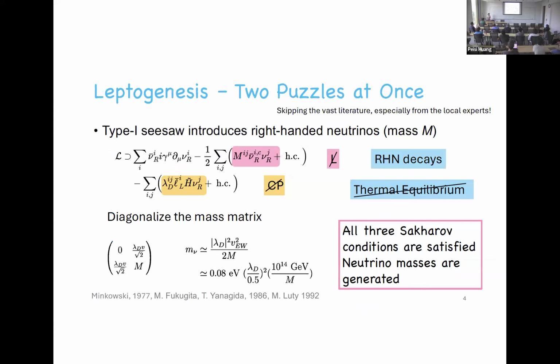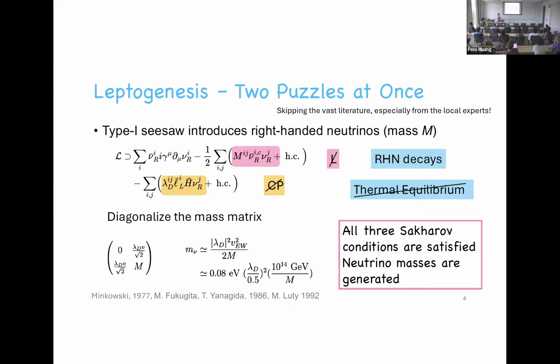Besides baryogenesis, another interesting mechanism to generate matter-antimatter asymmetry is leptogenesis. That solves two puzzles at once. In type 1 seesaw, we introduce a right-handed neutrino with mass M. It interacts with the left-handed neutrino through the Dirac interaction, and because of this Dirac interaction, it mixes with the left-handed neutrino. After diagonalizing the mass matrix, we get the mass of the standard model neutrino that goes like 1 over capital M. So that works like a seesaw.